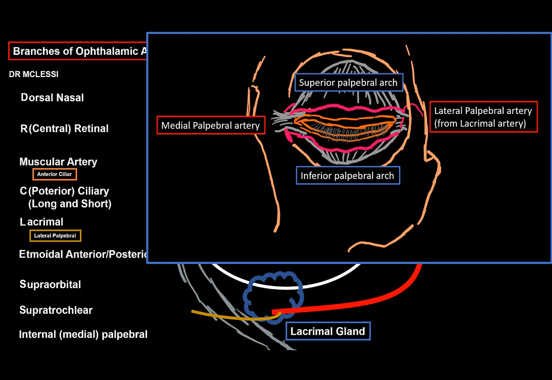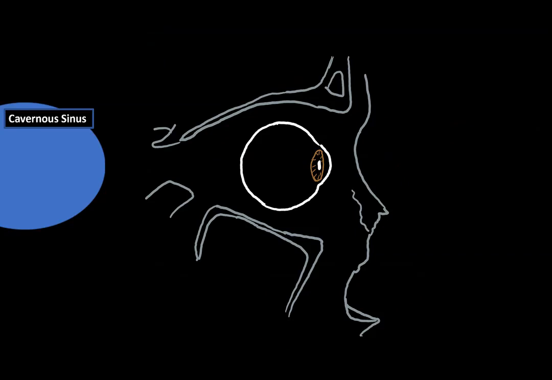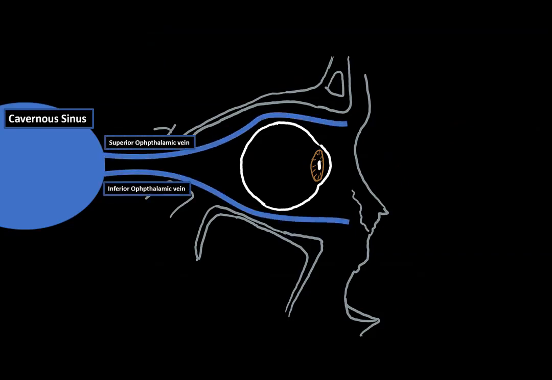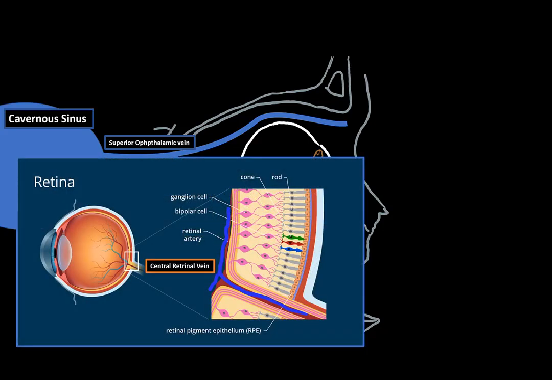So that's mainly it for the ophthalmic artery. Now let's quickly go through the veins. The venous drainage happens with the help of the superior and the inferior ophthalmic vein, draining into the cavernous sinus. From the superior ophthalmic vein comes the central retinal vein, going together with the central retinal artery to drain the retina from blood, as you see here.